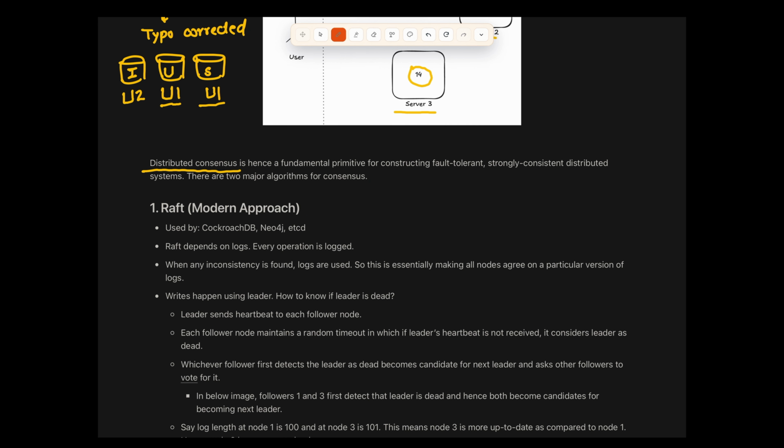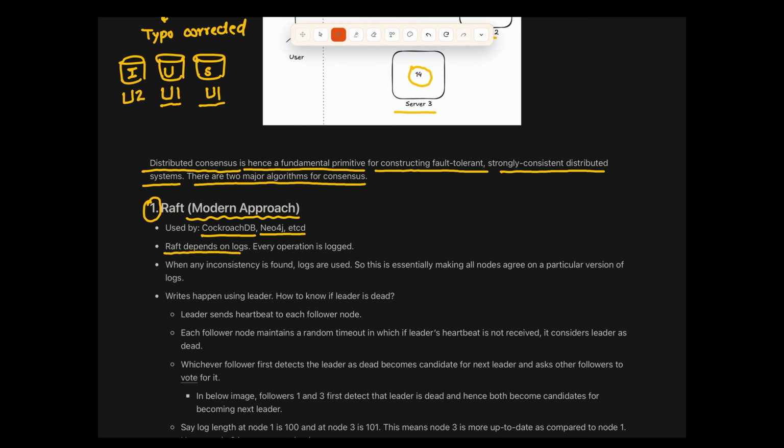Distributed consensus is hence a fundamental primitive for constructing fault-tolerant, strongly consistent distributed systems. There are two major algorithms for consensus. The first one is Raft, which is a modern approach. Let's discuss this. Raft as a consensus algorithm is used by CockroachDB, Neo4j, and etcd. These are databases. For example, Neo4j is a graph NoSQL database.